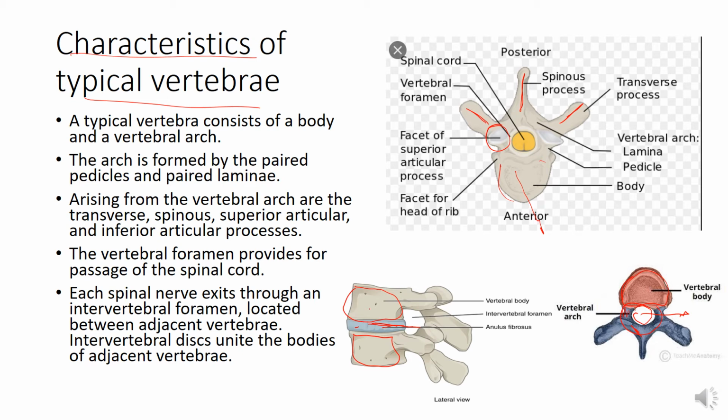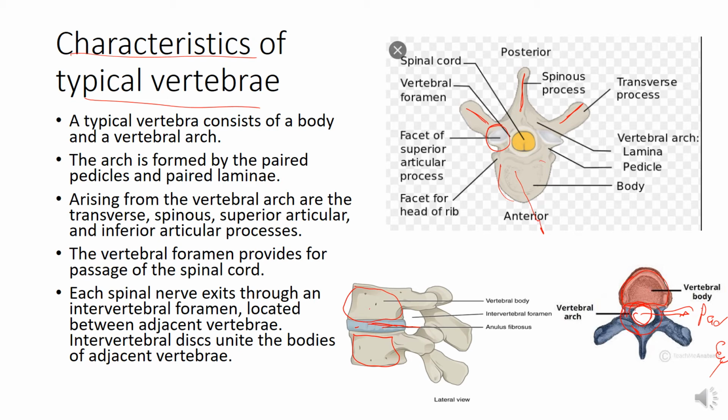Now, the vertebral arch encloses a large vertebral foramen. So you can see here the large vertebral foramen. It lies behind the body and forms the posterior and lateral walls of the vertebral foramen. The lateral walls are formed from plates of bone called the pedicles, and the posterior wall. So these are the pedicles, and the posterior part is formed by the laminae.